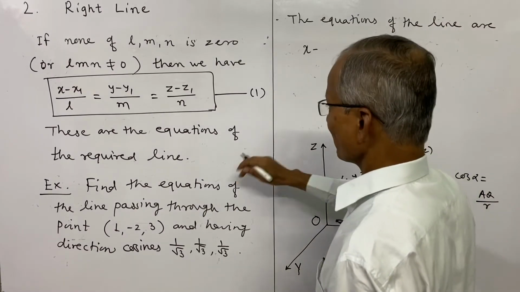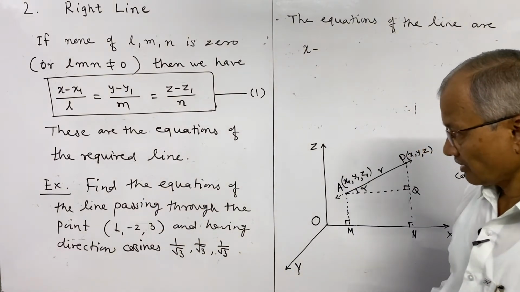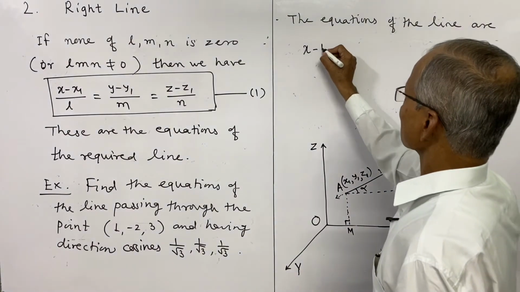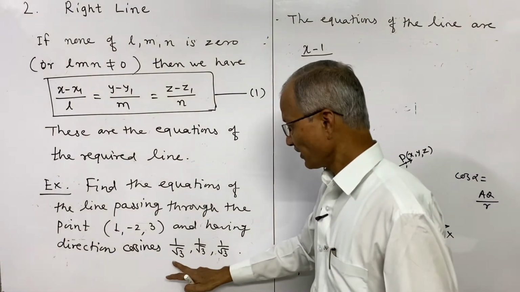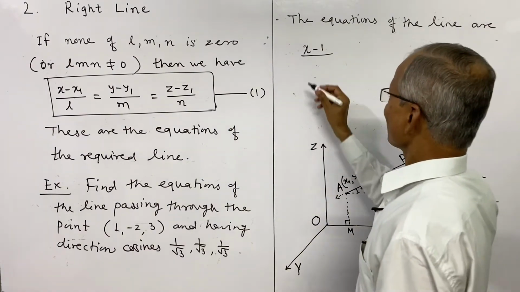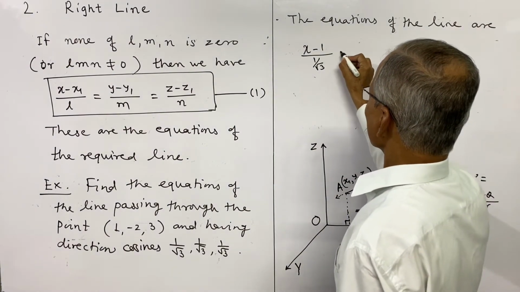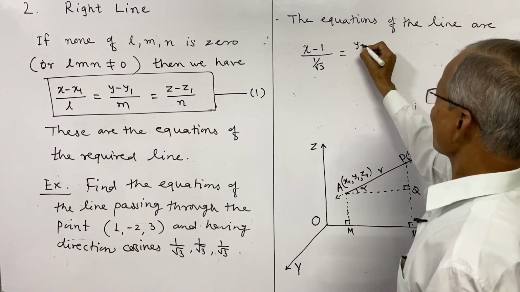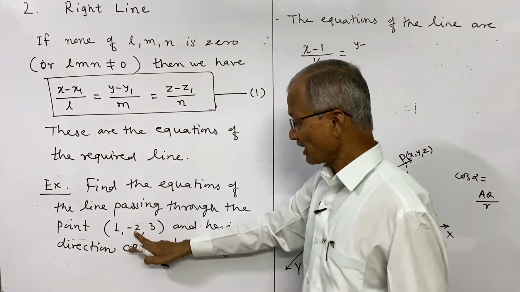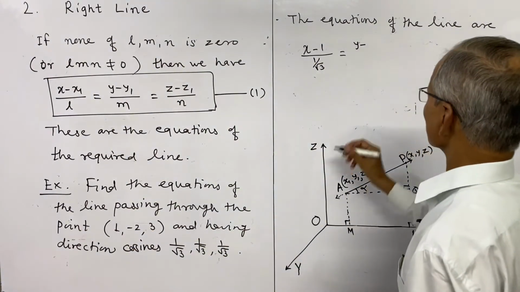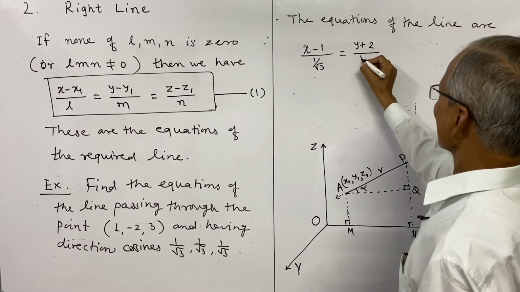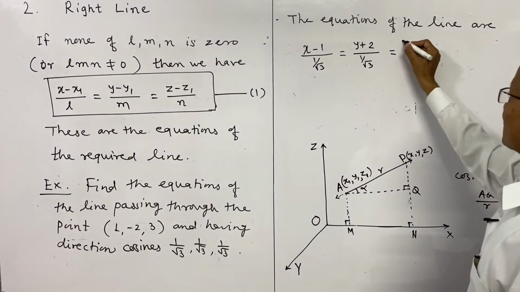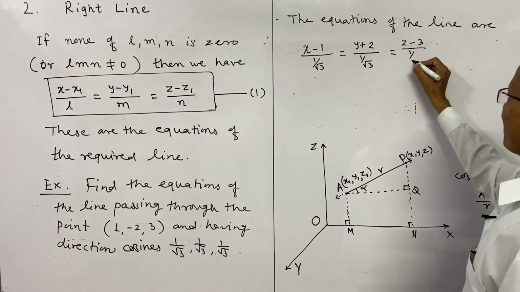x minus x1. What is x1? It is 1. So it is x minus 1 divided by l. What is the value of l? These are the values of l, m, n. So 1 by root 3 is equal to, and what is the second term? y minus y1. But y1 is minus 2, so minus of minus 2 becomes plus 2. So it is y plus 2 divided by 1 upon root 3. And the next will be z minus z1, that means z minus 3 divided by 1 upon root 3.